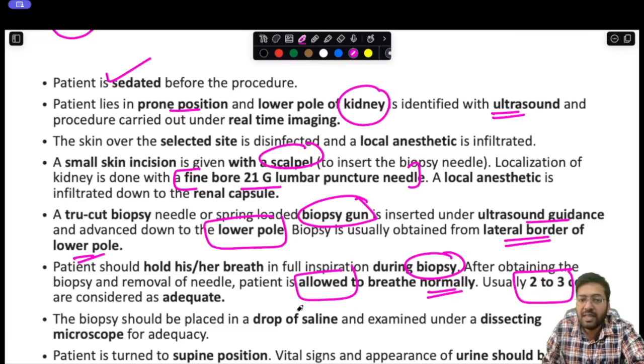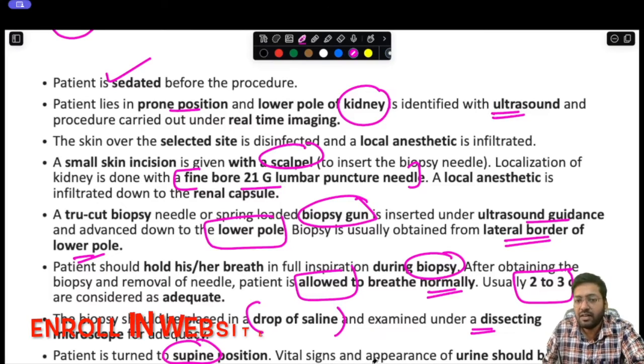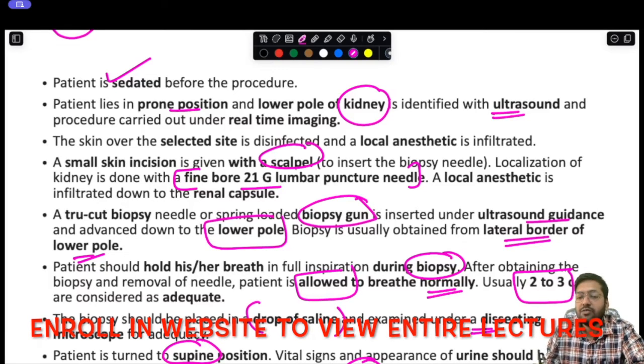The biopsy should be placed in a drop of saline and examined under a dissecting microscope for adequacy. The patient is turned to supine position after the procedure. The vitals are monitored and urine should be monitored at regular intervals. The patient is usually kept in hospital for 24 hours for observation.